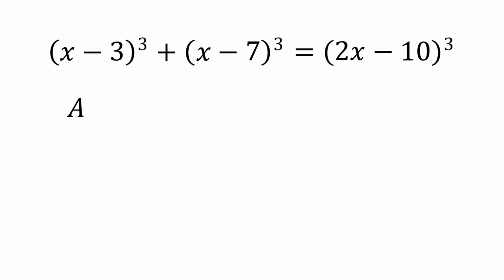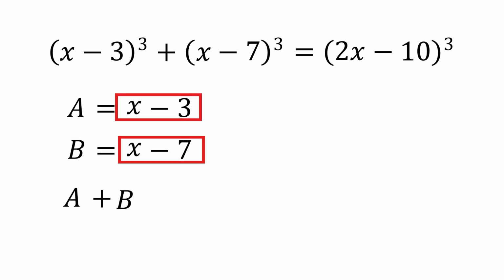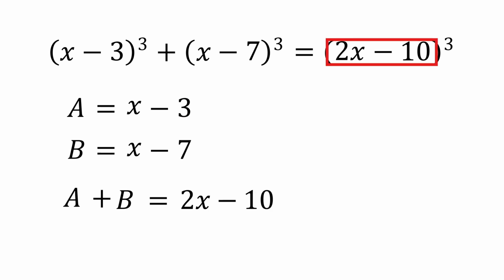So let's let a equal x minus 3. And let b equal x minus 7. Now something interesting happens. What is a plus b? Well, x minus 3 plus x minus 7 simplifies to 2x minus 10. That means the expression on the right-hand side isn't new at all. It's simply a plus b.